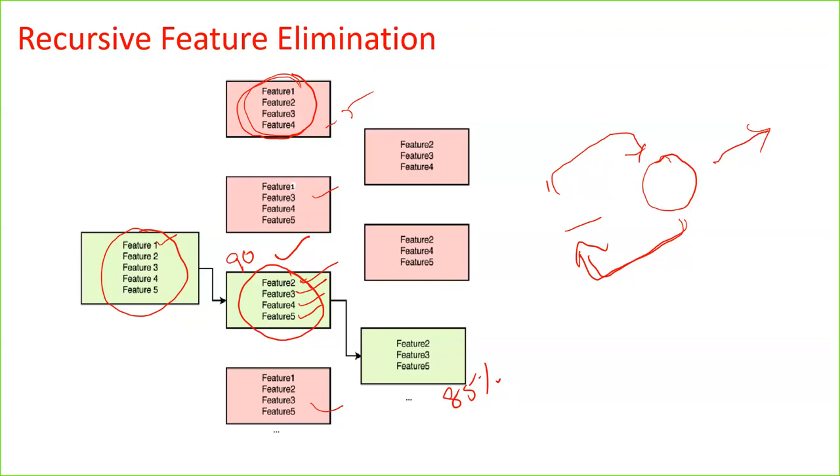At a time, you are eliminating one feature. The way that you evaluate may be different. Maybe in one, you are picking a best subset that maximizes the performance. In the other, you may be eliminating a feature that minimizes the performance. But whatever it is, you are starting with the whole set of features and eliminating one feature at a time.